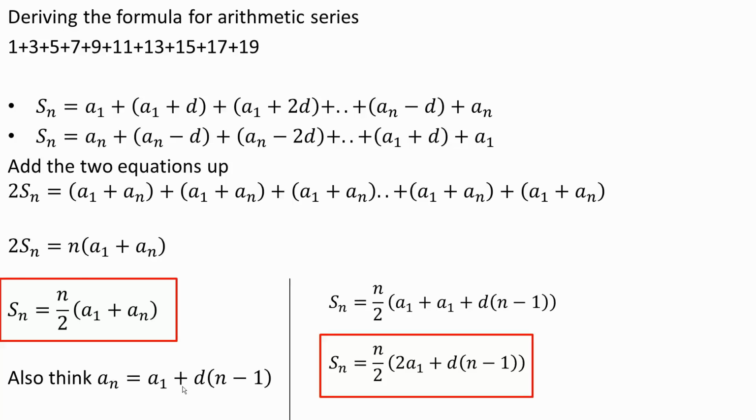And by doing this, I can also say the sum of the series would equal n divided by 2, parentheses, a sub 1 plus a sub 1 plus d parentheses n minus 1. All I'm doing is swapping a sub n for this. And so we would get a sub 1 plus a sub 1 is 2a sub 1 plus d parentheses n minus 1, close parentheses, times n divided by 2.